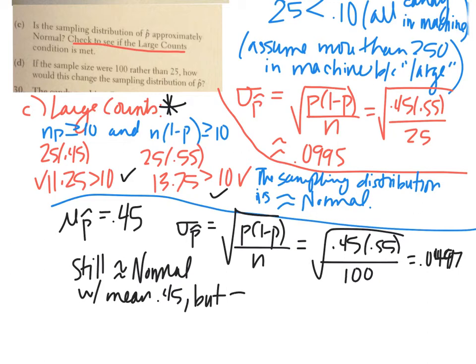But the standard deviation decreases to 0.0497. So this is a really important point. The bigger the sample size is, the smaller the standard deviation is, which means we can be more accurate. The data is going to end up being less spread out, so we can actually be a little bit more accurate with things.